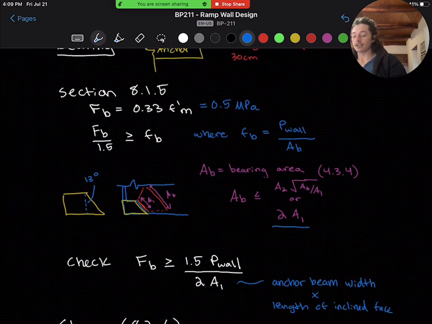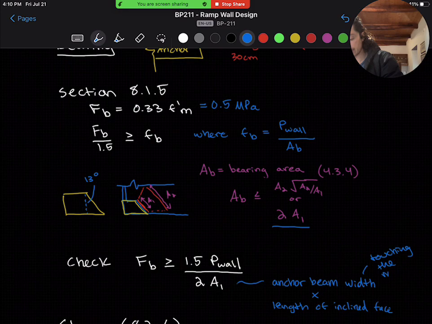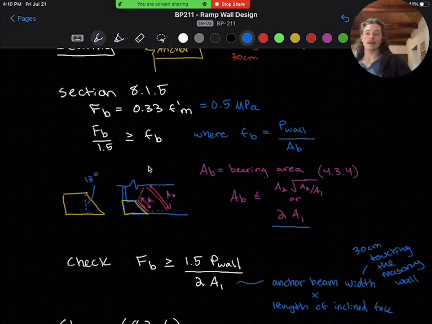And we'll finally make our check that capital F_b is greater than 1.5 P_wall over 2A1, where A1 is going to be our anchor beam width times the length of the inclined face. And not the whole anchor beam width, but the anchor beam width touching the masonry wall. And in this case, it's always going to be, for standard drawings, 30 centimeters because we have a minimum of 30 centimeters of bearing onto the masonry walls. So we want to be evaluating this for our worst case scenario.